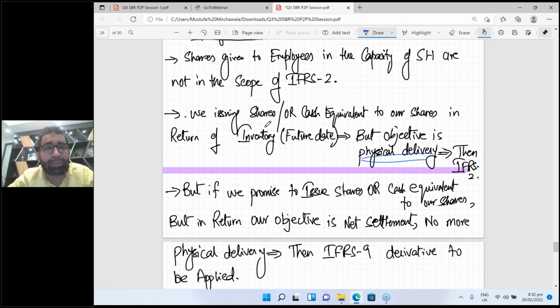This is not the ordinary course of business. So now it is a derivative, simple. You have to apply IFRS 9. So the second transaction which I told you is not in the scope of IFRS 2. Okay, did you understand? I'm sure you have studied this in your normal course as well.